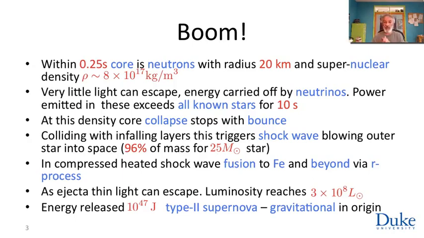It can be 30 million solar luminosities. So this again is the luminosity of an entire galaxy, on the scale of the luminosity of a galaxy coming out of a star. The total energy released is some humongous number, 10 to the 47 joules in light and more in neutrinos. And the phenomenon is what is called a type 2 supernova.